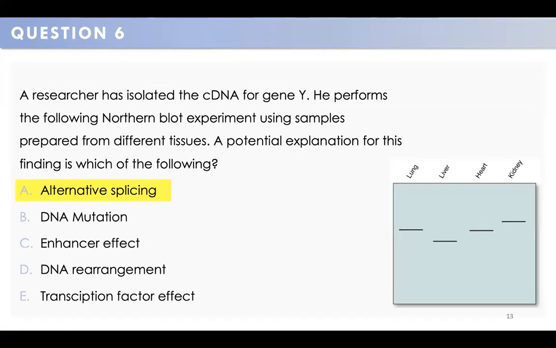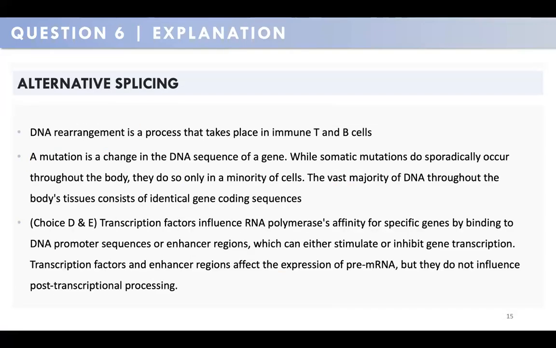Okay, that's explaining why not the others. DNA mutation would not do this because it would change the whole sequence of the gene. DNA rearrangement is a process that takes place mainly in immune cells, not in all tissues, and it results in the affinity of the immune cells. And transcription factors influence the RNA polymerase affinity for specific genes by binding to the promoter or the enhancer region, which either stimulates or inhibits gene transcription, but they're not going to affect the post-translational processing of a protein.